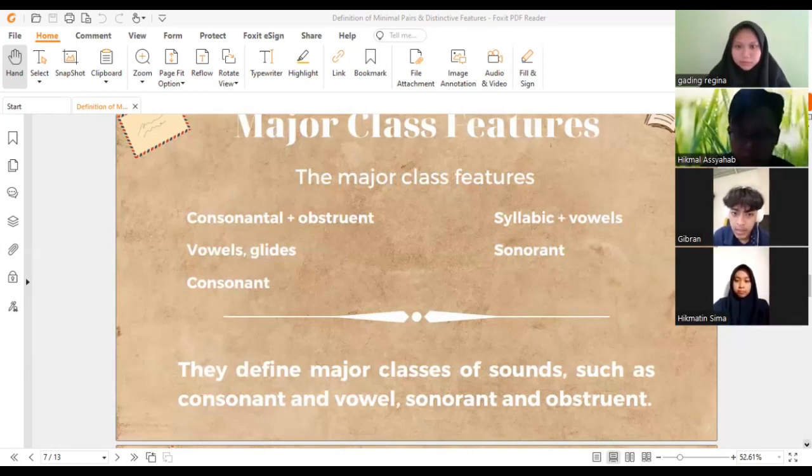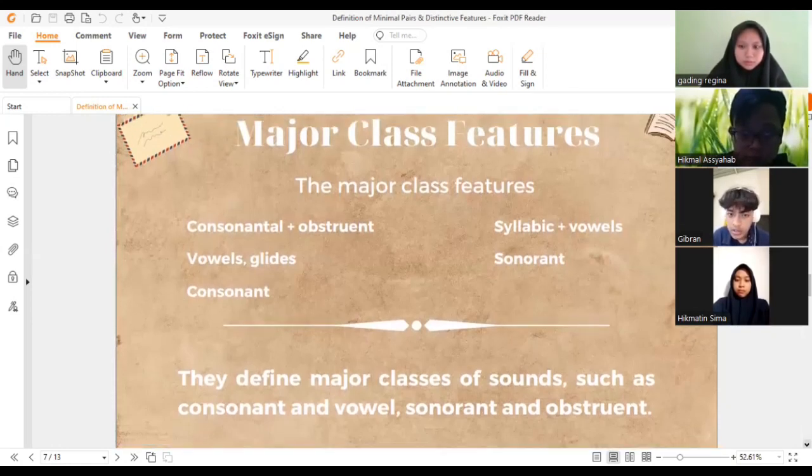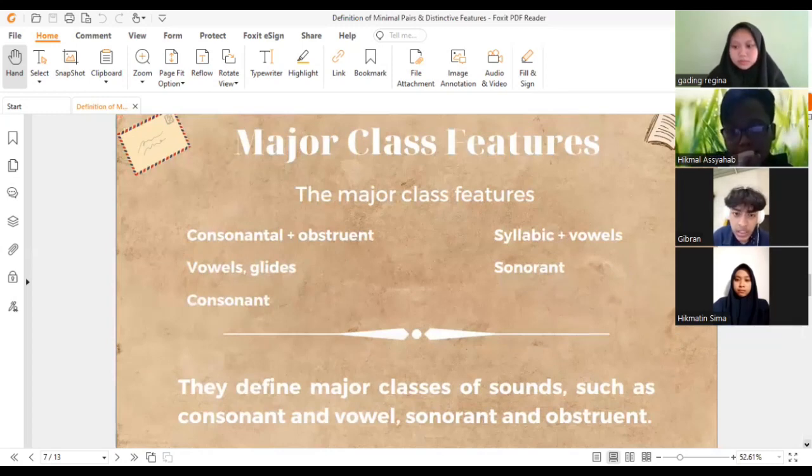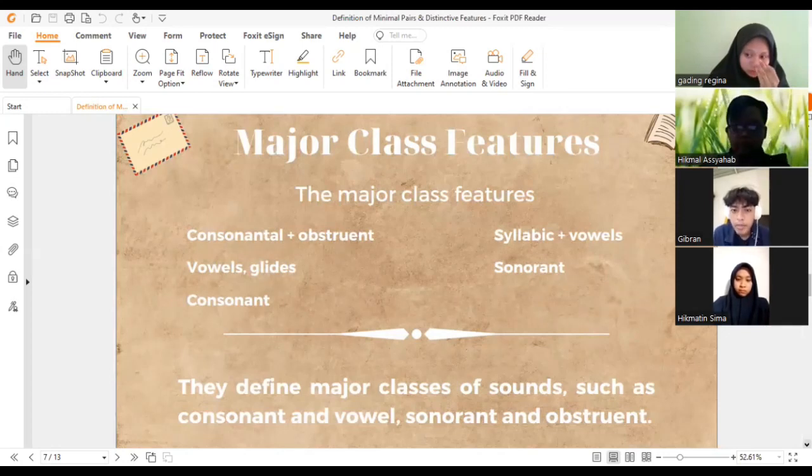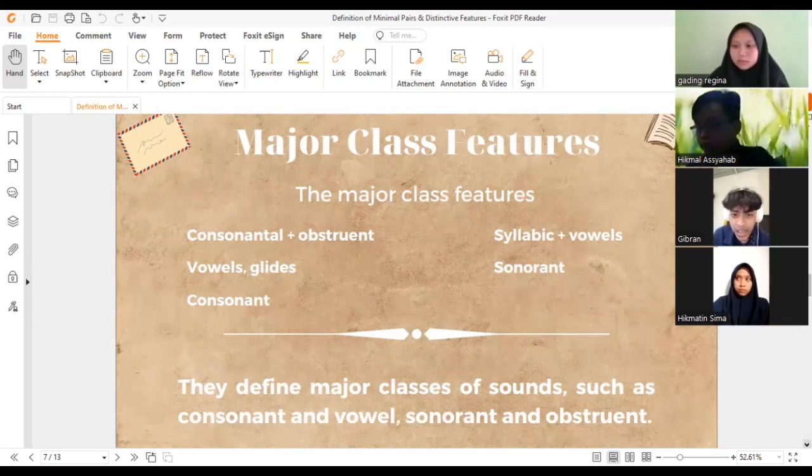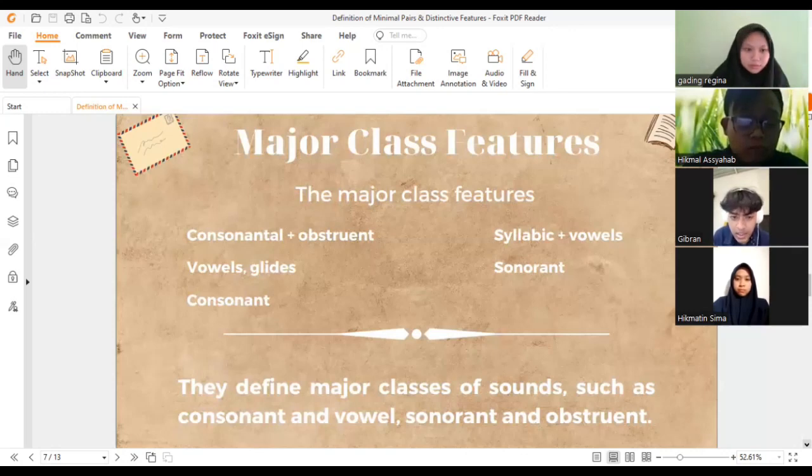Next, there is syllabic and non-syllabic. Syllabic characterizes the role that a segment plays in the structure of a syllable. A plus syllabic sound serves as the nucleus or peak of a syllable. A vowel is always plus syllabic, whereas most but not all consonants are minus syllabic. Some consonants, the liquids and nasals, can serve as syllable nuclei in words like battle and button.